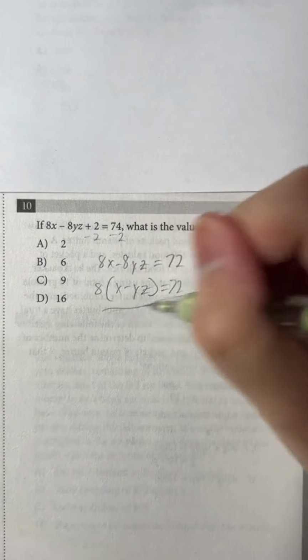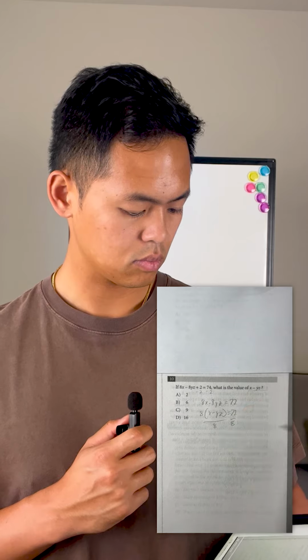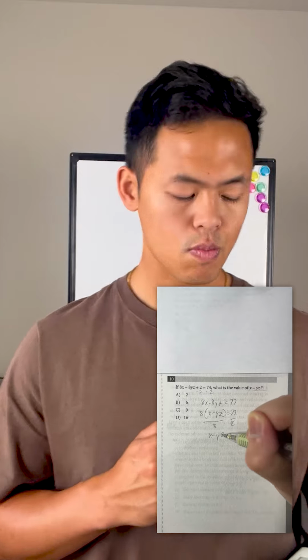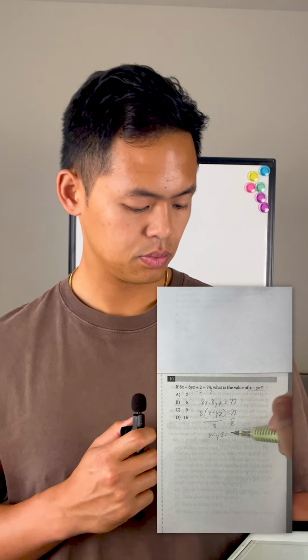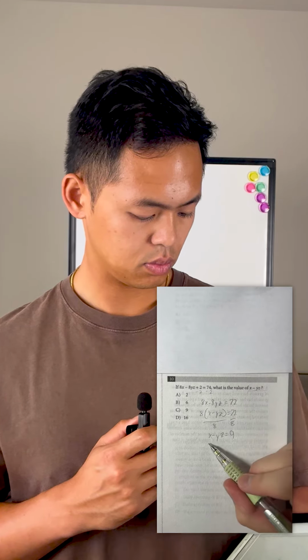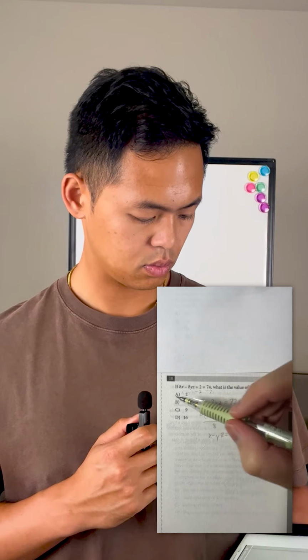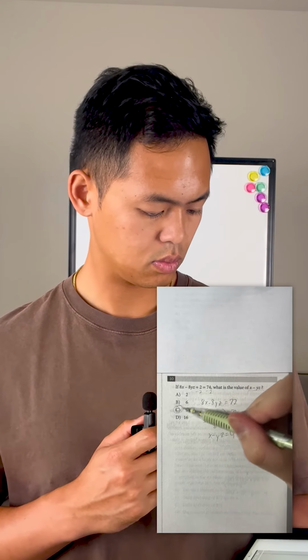And we can do that by dividing both sides by 8, which gives us x minus yz equals 72 divided by 8, which is 9. So that would mean that x minus yz is equal to 9. So if we look at our choices, our answer is C.